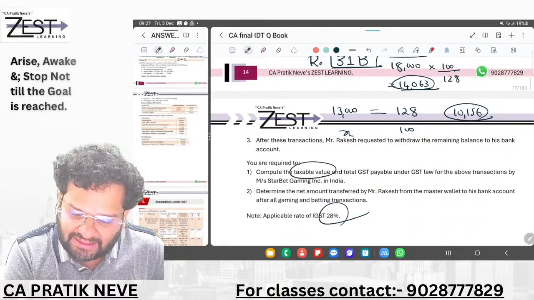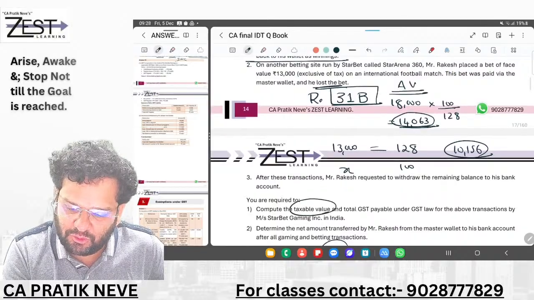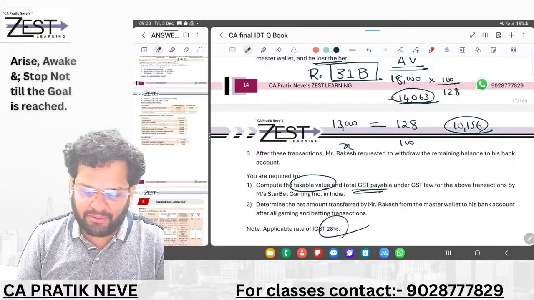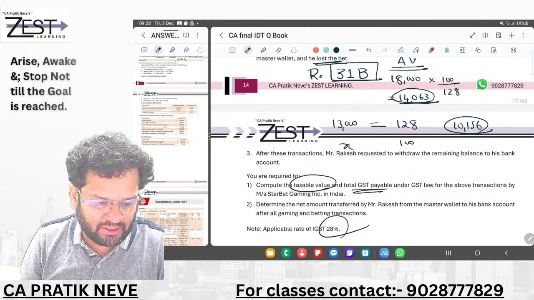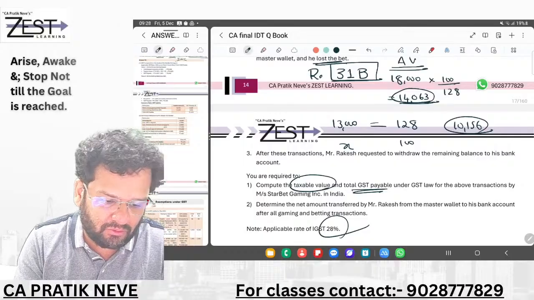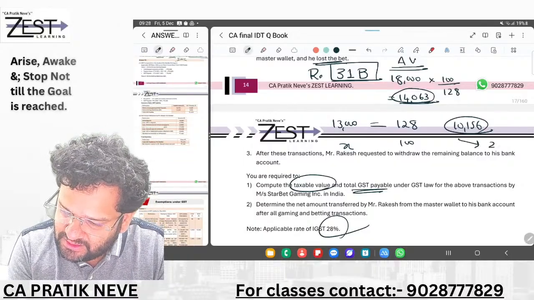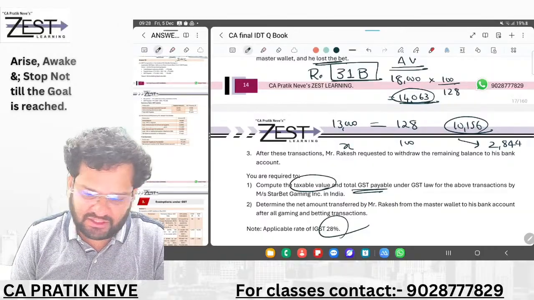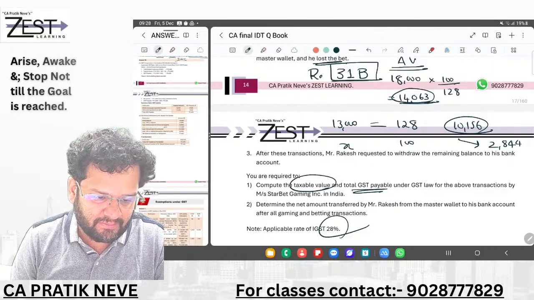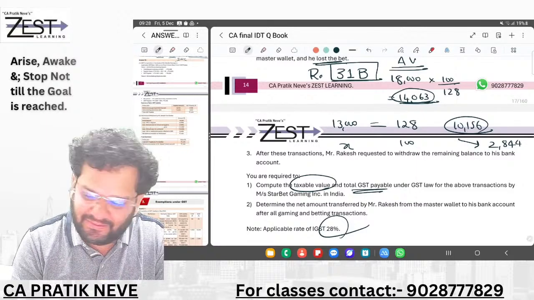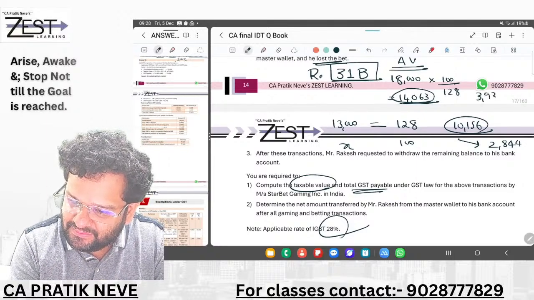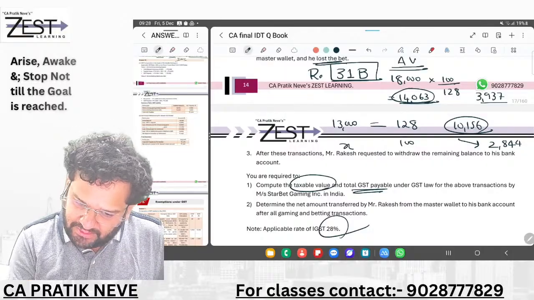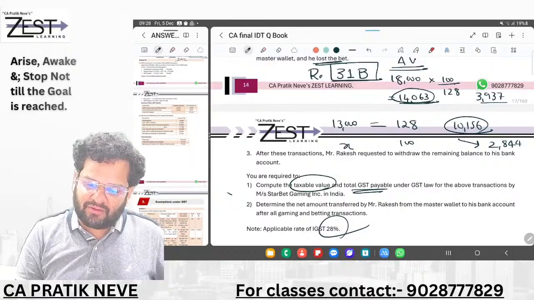You have to compute taxable values. So I told you taxable values and total GST payable. So total GST payable will be 10,156 into 28%, 2844. In this case, 2844. In the 14,063 case, it will be 3938. 3937 you can take. Okay. That's it. So taxable values and GST we have calculated.